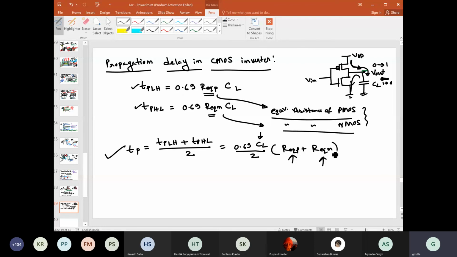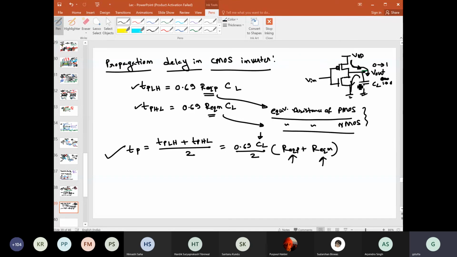Now the thing is how to estimate this equivalent resistance. When the capacitor is charging through this PMOS or discharging through this NMOS, the voltage across this PMOS and NMOS is continuously changing. If you consider that part, then the total calculation would be a bit more tricky, so we'll try to simplify that analysis. What we will do is take the average resistance of this PMOS and the average resistance of this NMOS.